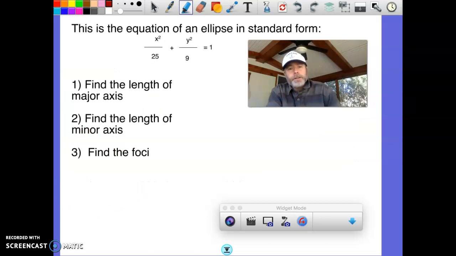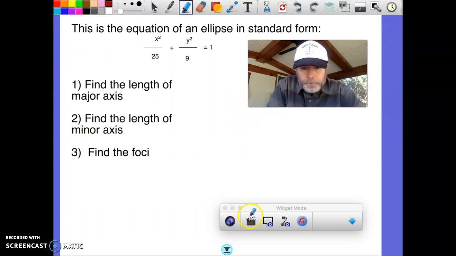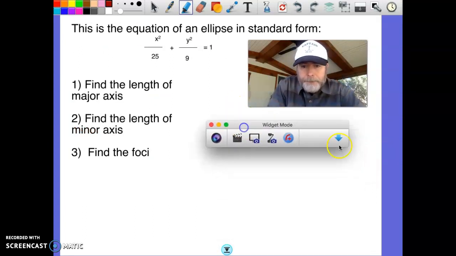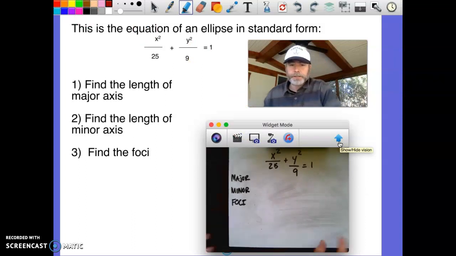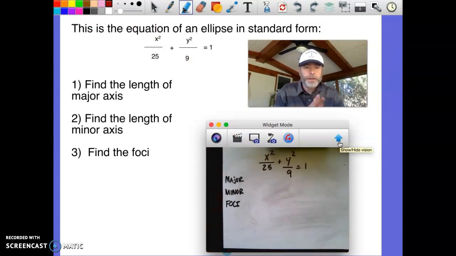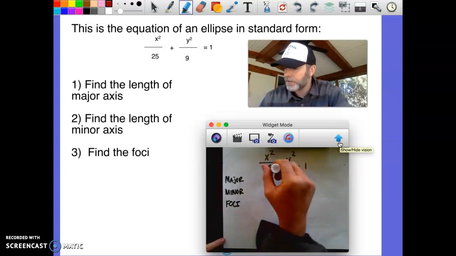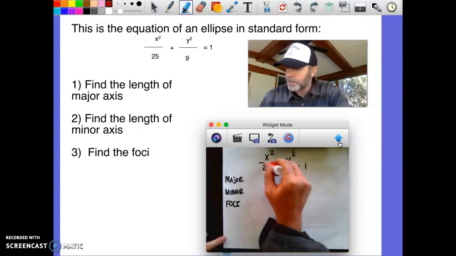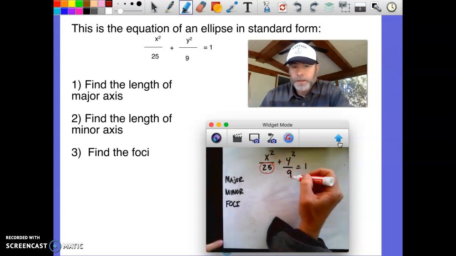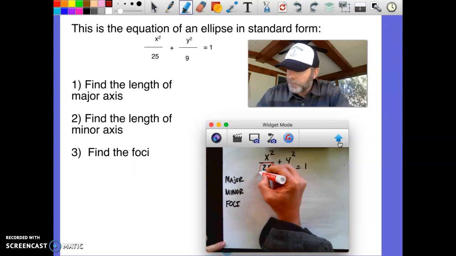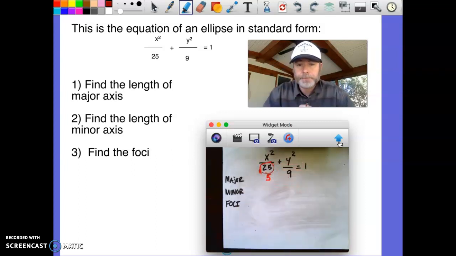Okay, 3 examples for us to wrap up today. Captain Pete here. First example looks like this. Find the length of the major axis. If we're just trying to find the length of the major axis, it's the larger of these 2 numbers underneath here. This is obviously larger than 9. To find the length of that axis, we take the square root of that number, which is 5.